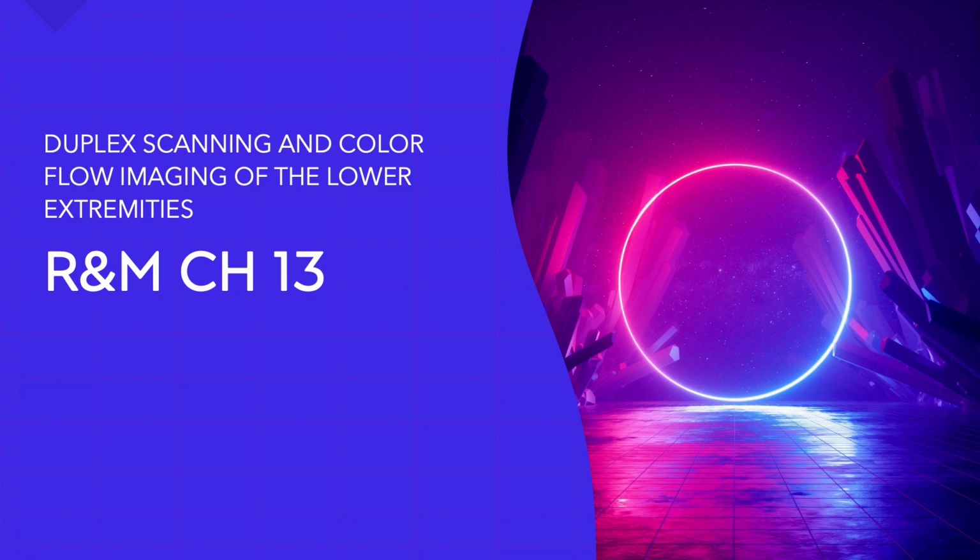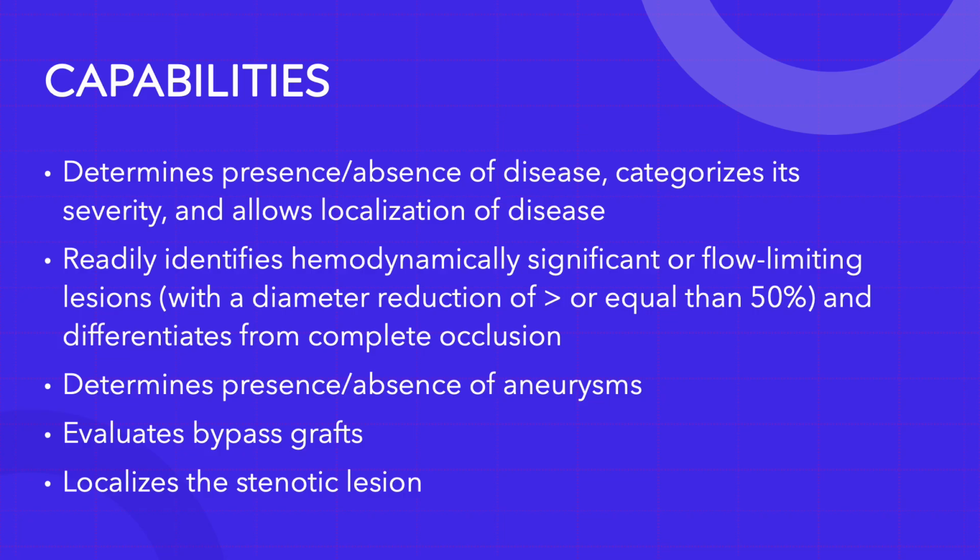Chapter 13 in R&M, we're going to talk about duplex scanning and color flow imaging of the lower extremities. Capabilities is going to help us determine the presence or absence of disease, categorize severity, and allows localization of disease. So it's going to help us locate where the disease would be in the artery. Readily identifies hemodynamically significant flow-limiting lesions with a diameter reduction of greater than or equal to 50%, and differentiates from complete occlusion.